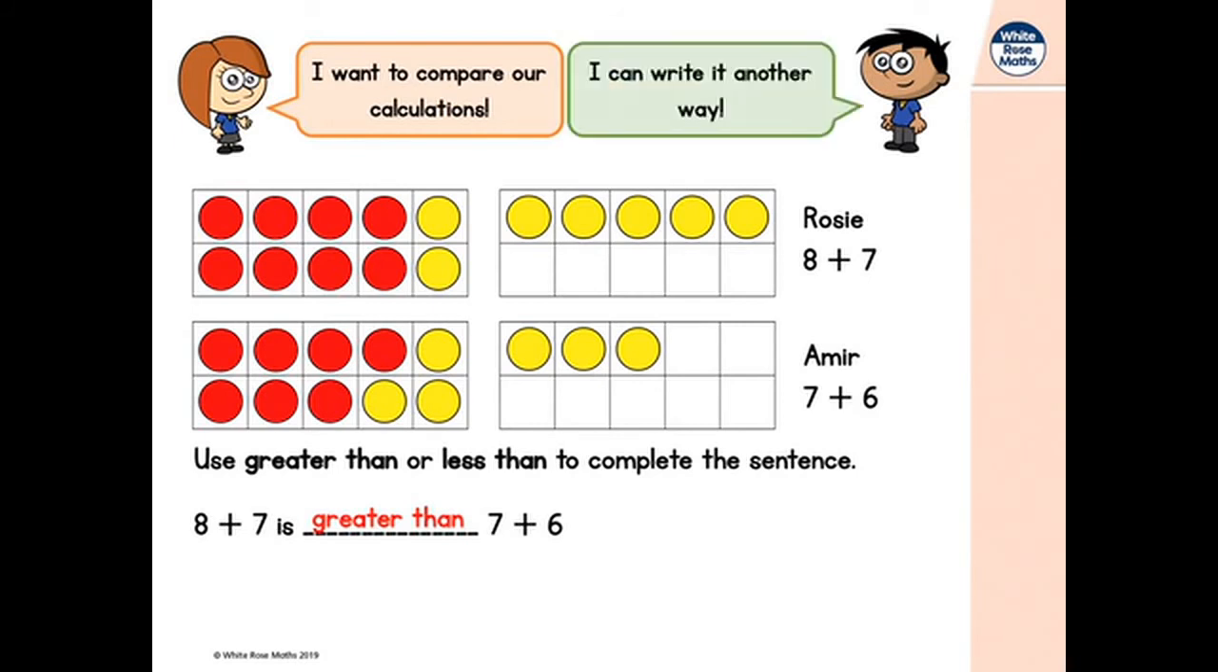Amir says, I can write it another way. Okay, Amir, go ahead. 7 plus 6 is less than 8 plus 7. Amir, you're right. We could think about it as 7 plus 6 is less than 8 plus 7. Well done, Amir. Well done, Rosie.